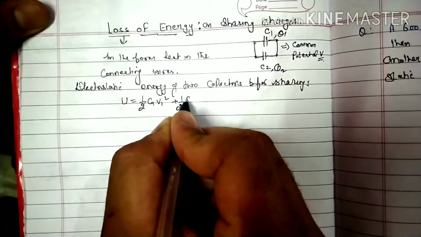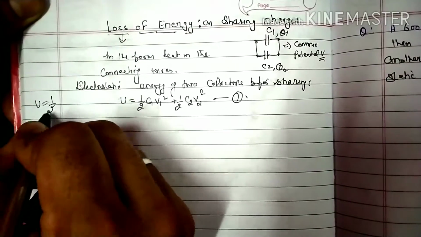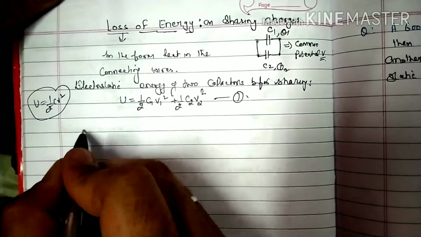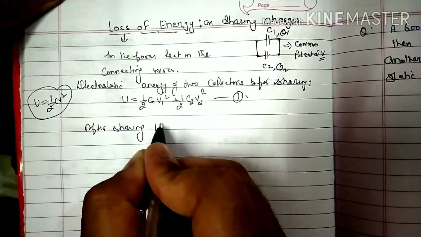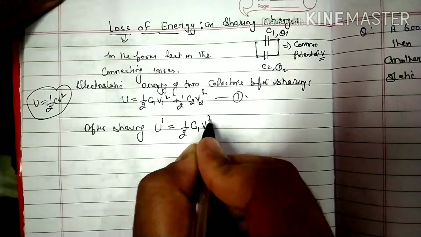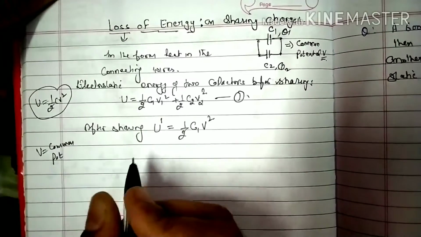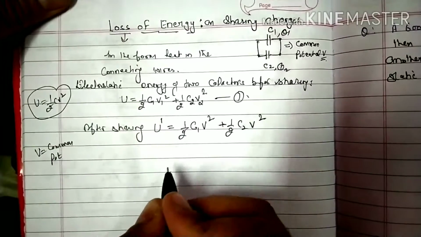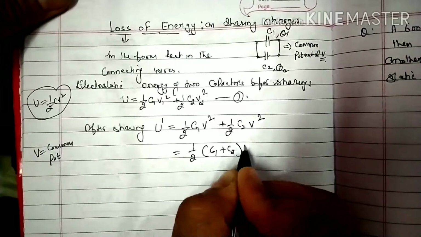plus half C2 V2 square. This is equation number 1. Because energy is half CV square in terms of capacitance and potential. And after sharing, let energy be U dash. You know that half C1 V square, where V is the common potential after sharing, plus half C2 V square. We can write half C1 plus C2 V square.